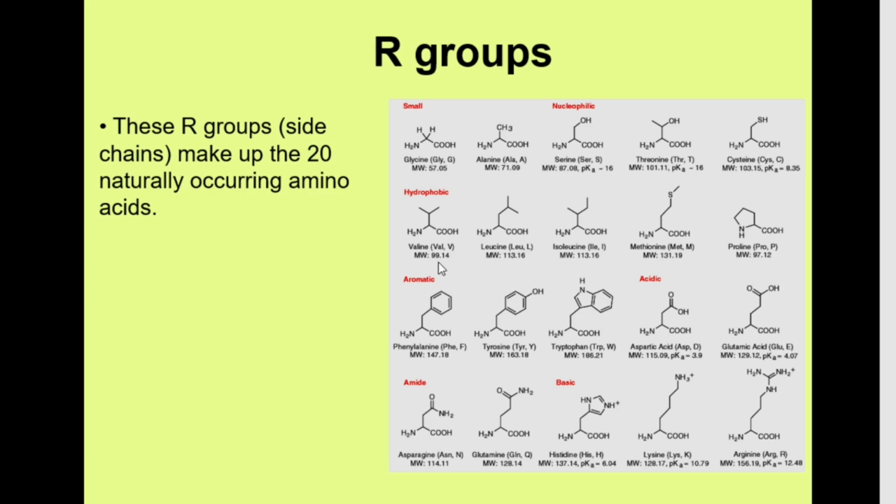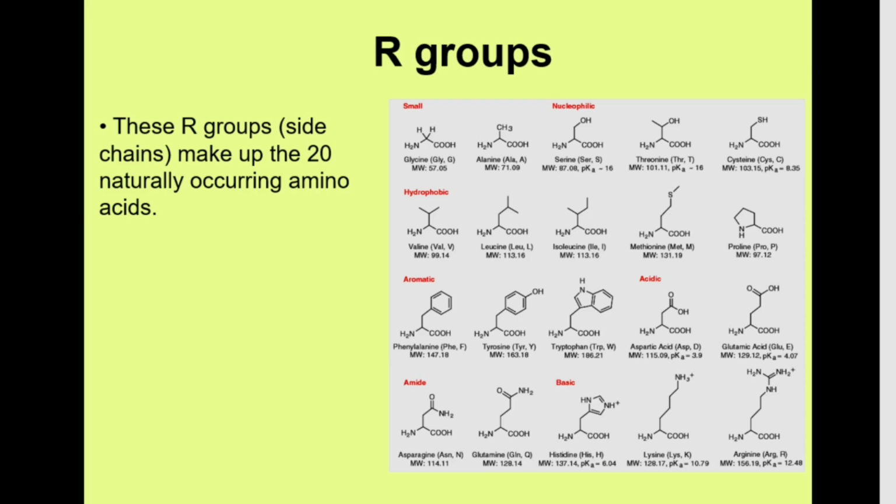So you don't need to worry about aromatic and nucleophilic and things like that. Those are more chemical terms. But the key thing here is that you realize that the R groups that attach to our amino acid backbone are different molecules, and depending on what they're made up of, they will have different properties.